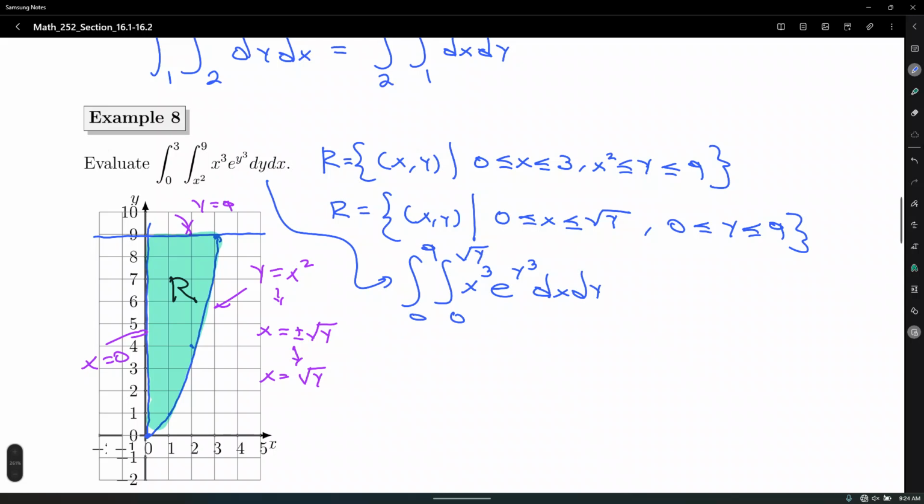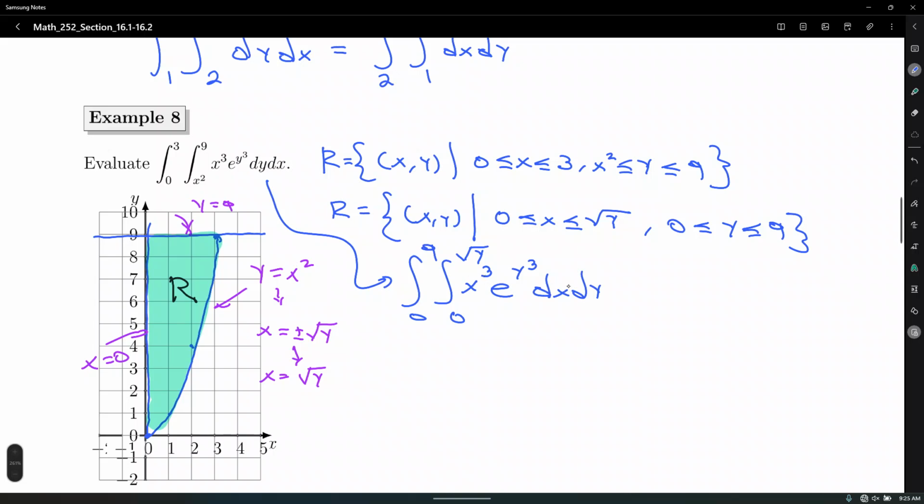And again, this is still true because see how the inner limits are either constant values or expressions with the variable in terms of the outermost variable, which is y, right? So this is how we check for consistency about what we're doing. Okay, let's integrate with respect to x.